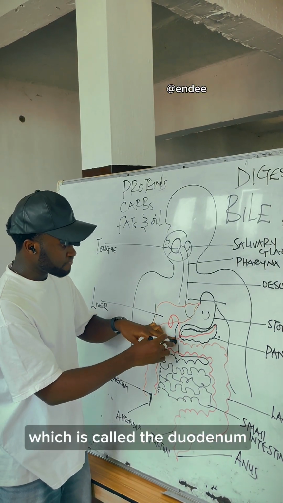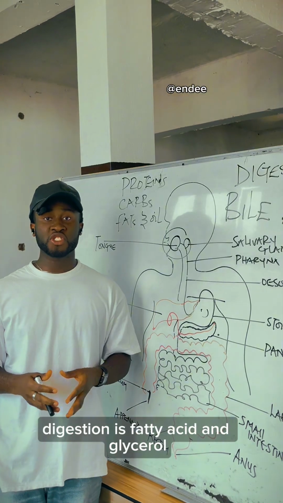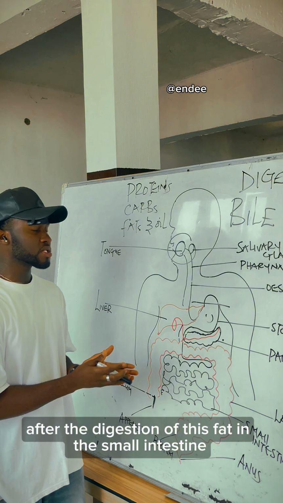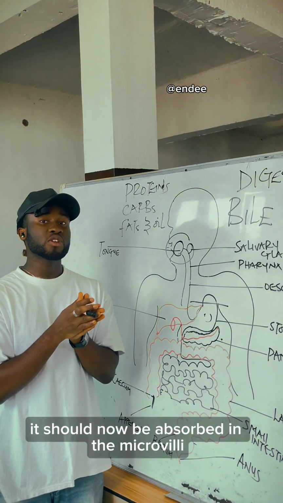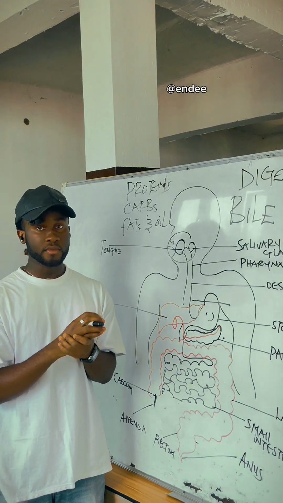Then when this bile is released from the gallbladder into the first part of the small intestine, which is called the duodenum, it further emulsifies the fat, and the end product of fat and oil digestion is fatty acid and glycerol. After the digestion of this fat in the small intestine, it will now be absorbed in the microvilli through the lacteal before it enters the lymphatic system.